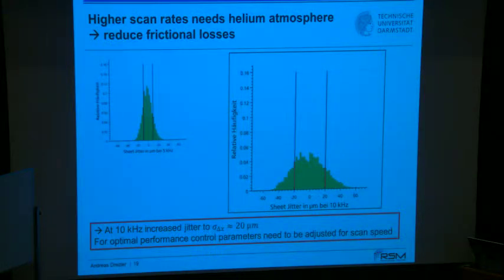You can do an experiment at 10 kilohertz as well, but then you see an increased jitter. And the problem is that for each scanning rate, you have to adapt the control parameters. That's one thing. The other thing is if you operate the polygon at higher speeds, then your friction losses shoot up non-linearly. That means the power on the motor is getting higher, and the jitter increased here to something like 20 microns without really optimizing these parameters.